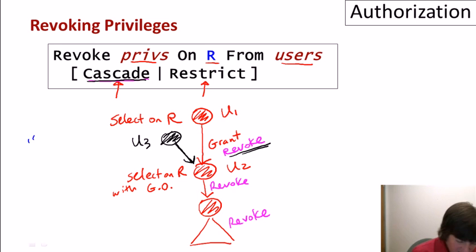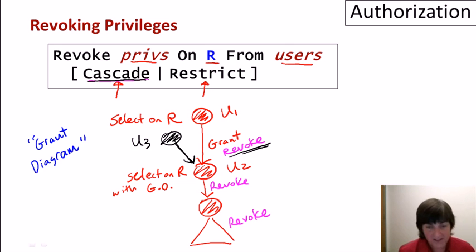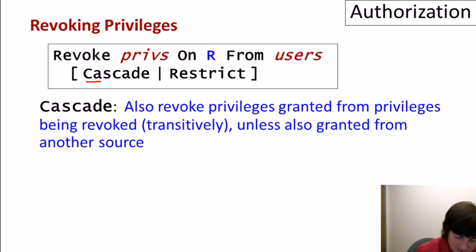So what you're seeing here is actually called a grant diagram, and I'm not giving you all the details of grant diagrams, but you can see basically what they do, and they're used to properly cascade the revoking of privileges. So again, the cascade option in the revoke command says to also revoke any privileges that were granted from the ones being revoked transitively unless they were also granted from another source.